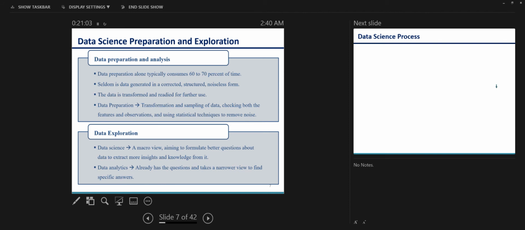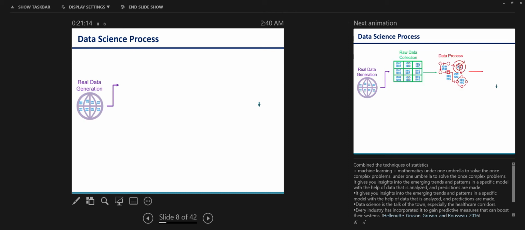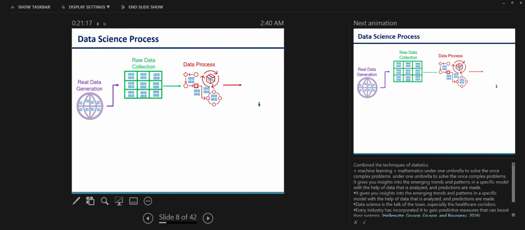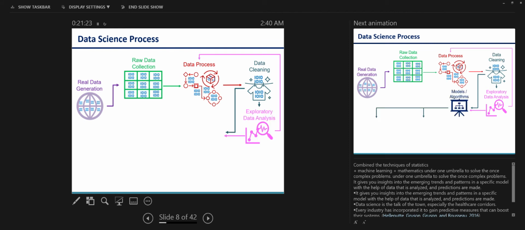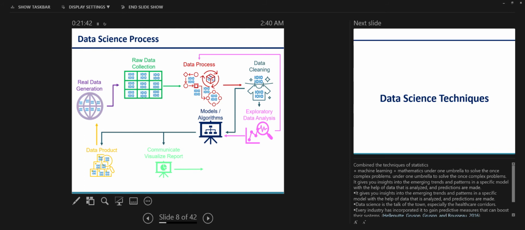Next, I'm going to show the data science process. For example, we collect the real data generated and gather it as raw data collection, and then we process the data, and after that we do data cleaning. Then we use data analysis, exploratory data analysis, and then we apply models and algorithms according to what data we are going to use and what type of data processing we require. Then we communicate through visual reports and data reports, correcting those things.